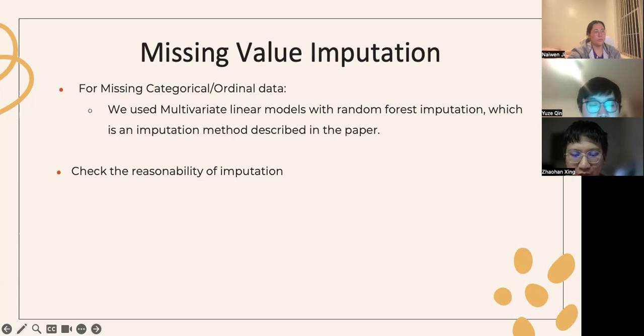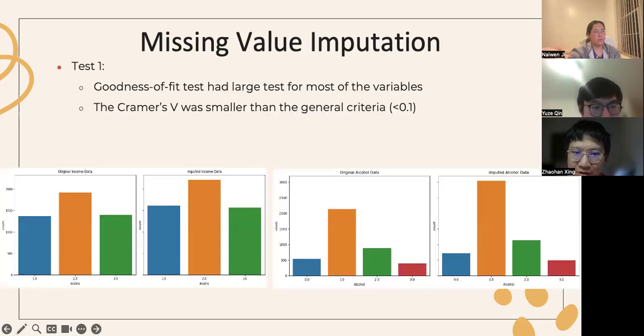And for the categorical and ordinal data, we will use multivariate linear models with random forest imputation, which is a commonly used imputation method described in the paper that we did in our literature review. After that, we will check the reasonability of our imputation. We will do two tests. The first test is the chi-square goodness of fit test, and the second is Cramér's V. We will discuss the details of this part in our report.